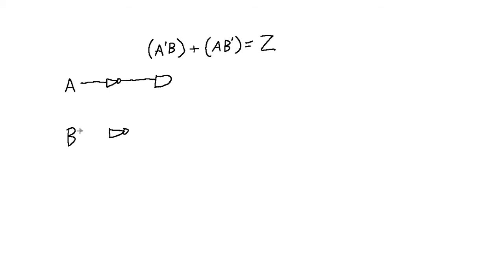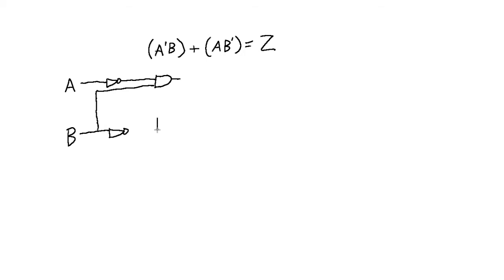And we also need B. So eventually B is going to connect to this inverter, but I'm also going to take it and link it straight over here. So there we go. We've got A not and B. That's what this term is right here, right? A not and B.